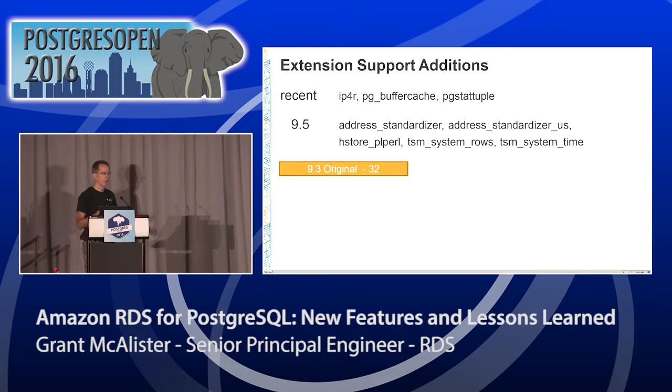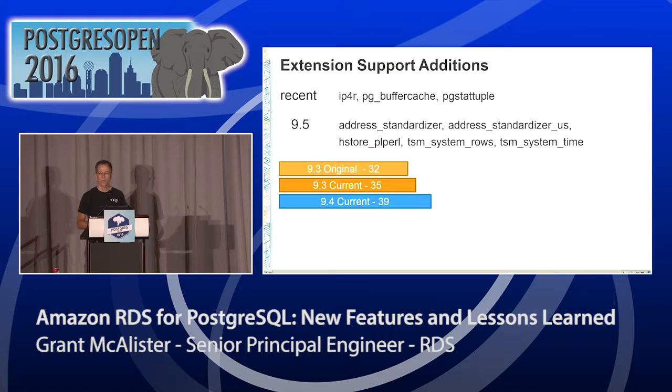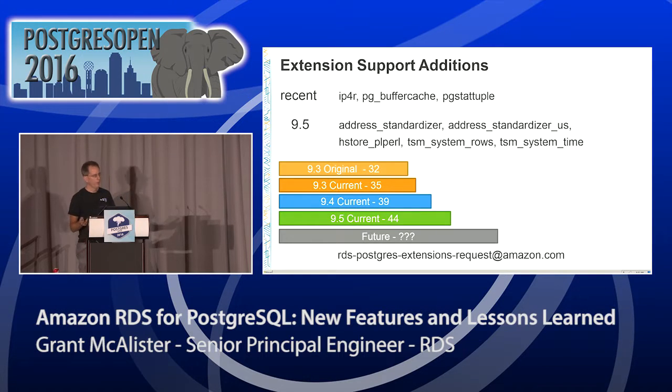And we've been slowly over time adding more and more extensions. We started with 32 in our original 9.3 release. That's now 35. With 9.4, it's 39. And with 9.5, it's 44. So the future is going to be more. Obviously, 9.6 has some ones in it that we'll be including.